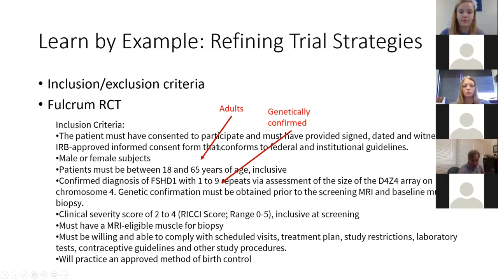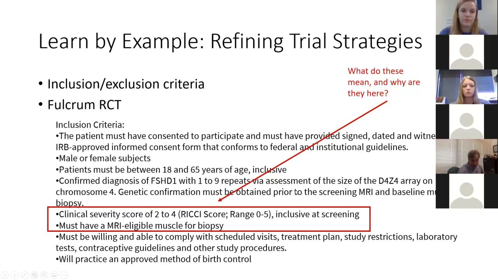And so what did they do? Well, they chose adults. They wanted people to have FSHD, so they chose a genetically confirmed person. But they really wanted to be able to pick muscles that were going to show this DUX4 activity, and they used two things to try to do that. They used a clinical severity score that's commonly used in the FSHD field, and they used the MRI itself to help them pick the muscles that they were going to include.